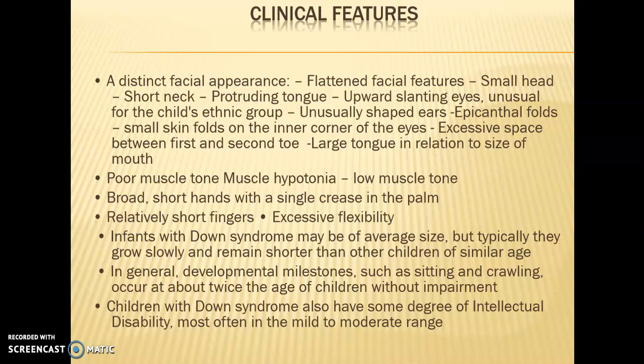Infants with Down syndrome may be of average size, but typically they grow slowly and remain shorter than other children of similar age. In general, developmental milestones, such as sitting and crawling, occur at about twice the age of children without impairment. If you compare the milestones of a Down syndrome child with those of a normal child, it will almost be double the age required to reach a particular milestone.